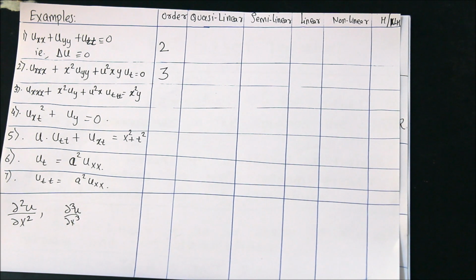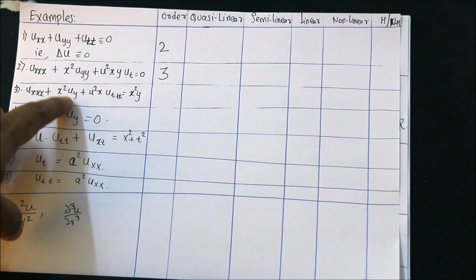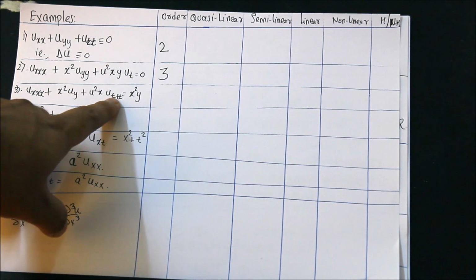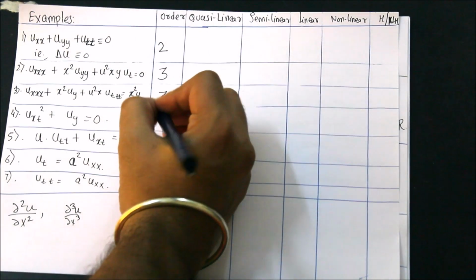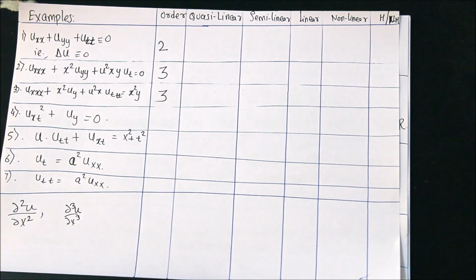So therefore this is a third order differential equation. For the third example, again if we see the first, this is order 3, this is first order, this is third order. So the highest order is 3. So this is again a third order partial differential equation.